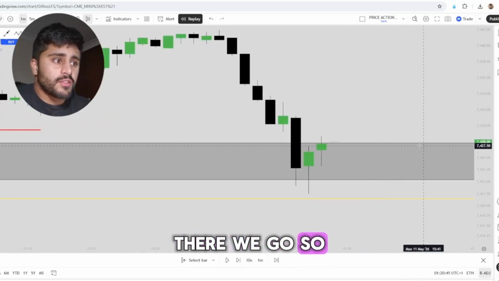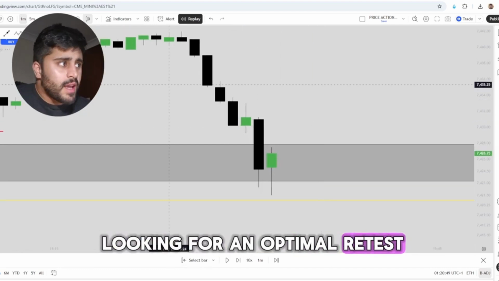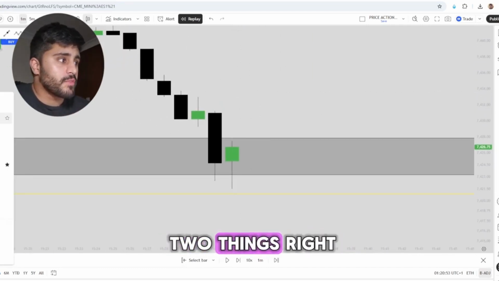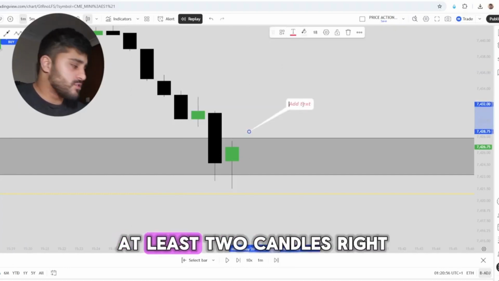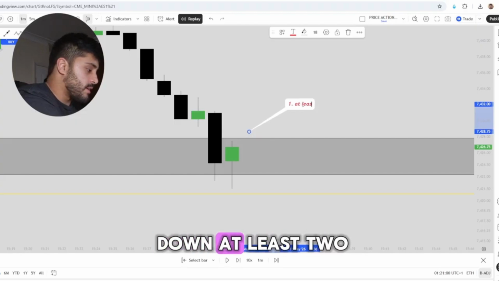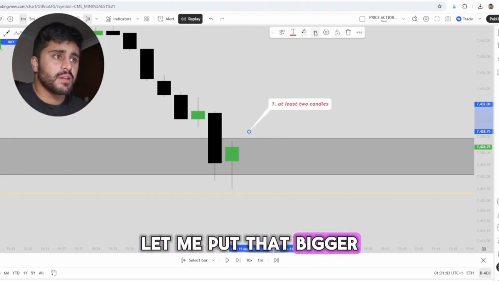There we go. So here's where we start looking for an optimal retest. And so an optimal retest for me has to tick two things, right? It needs to be at least 2 candles. So at least, let me just type this down, at least 2 candles. It has to be at least 2 candles. Let me put that bigger.